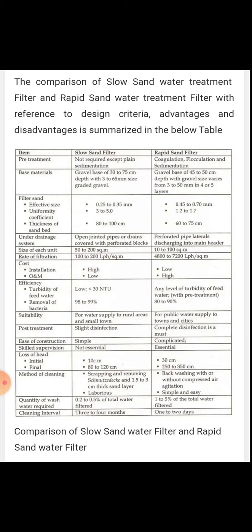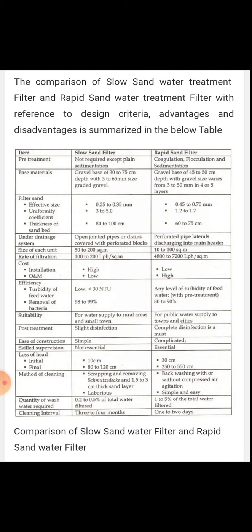And if you are considering the pressure filter, in the pressure filter we use pressure for the water filtration. So the rate of filtration for the pressure filter is 6000 to 15,000 liters per hour per square meter of area, due to the utilization of pressure.